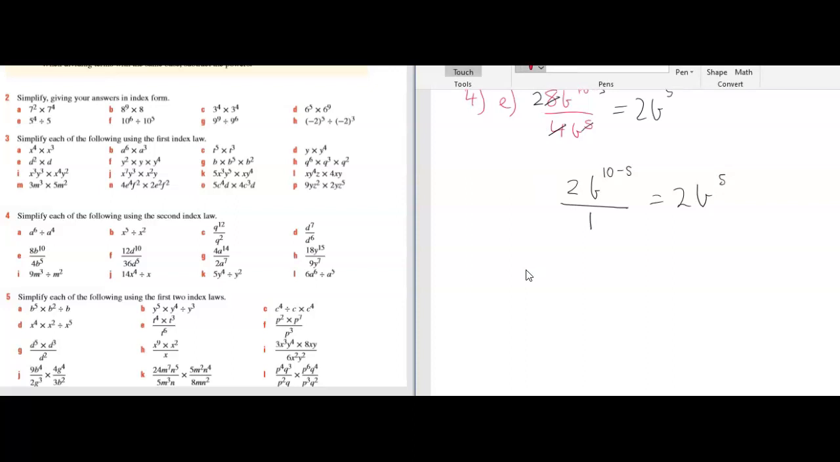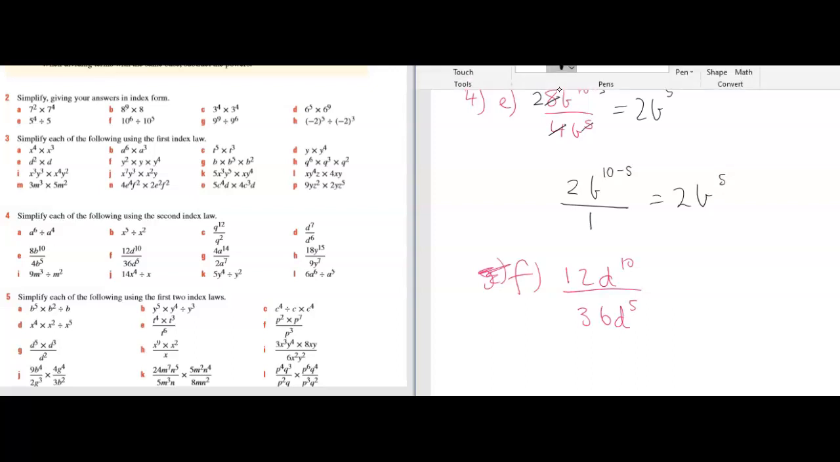Let's do another one that's written as a fraction. Let's do G. Actually, I should do F. Sorry. 12d to the power of 10 over 36d to the power of 5.